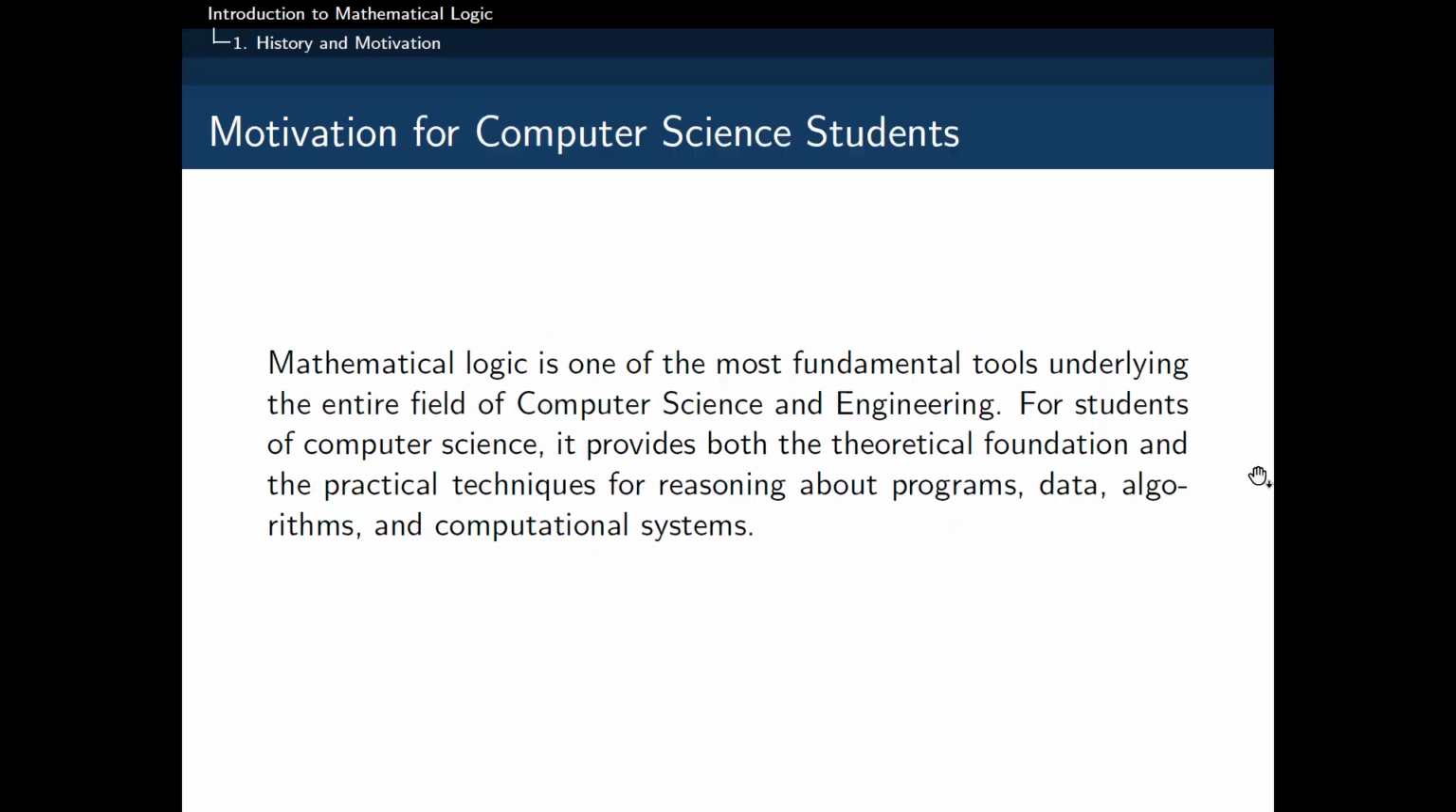So there is a lot of motivation. What is the motivation for a computer science student to learn this? Again, a computer also understands some logic. If you write some code or programs, you write it logically. It should be correct logically. So to understand those logics, I need this subject.